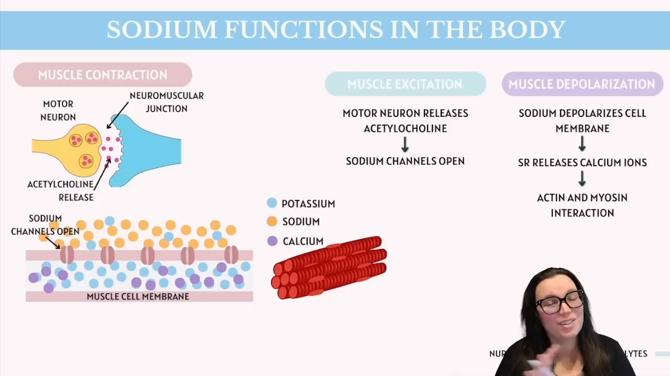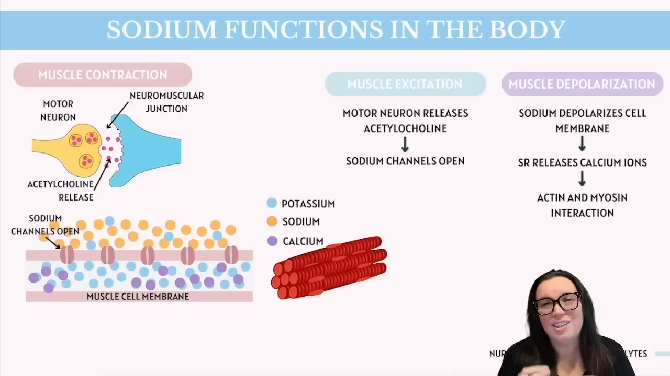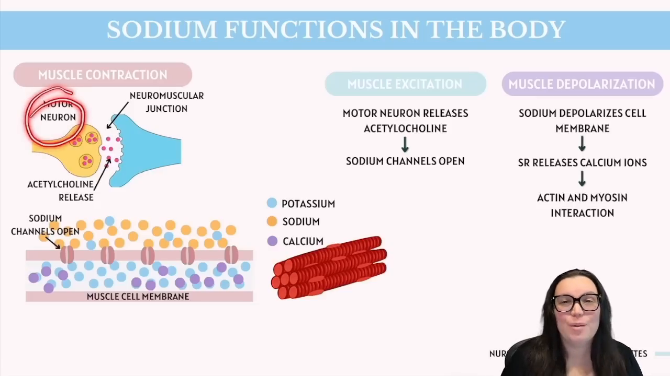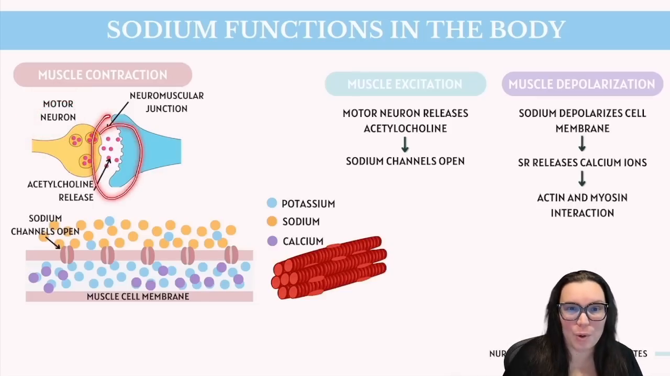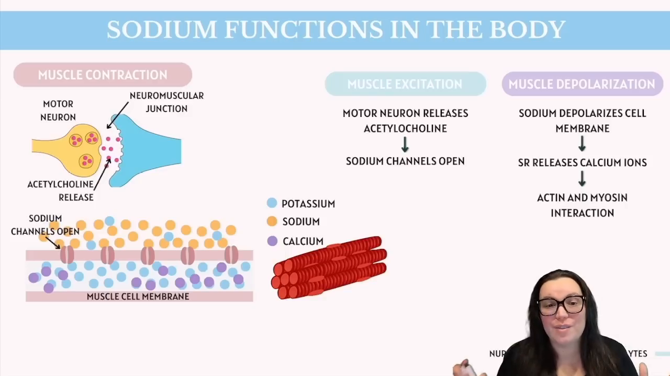And last but certainly not least, we have muscle contraction. Sodium's role in muscle contraction is closely tied to its function when it comes to nerve activity. Muscle contraction begins when a motor neuron releases something called acetylcholine, and it releases it here at the neuromuscular junction. This is what's going to trigger the opening of those sodium channels in the muscle cell membrane.